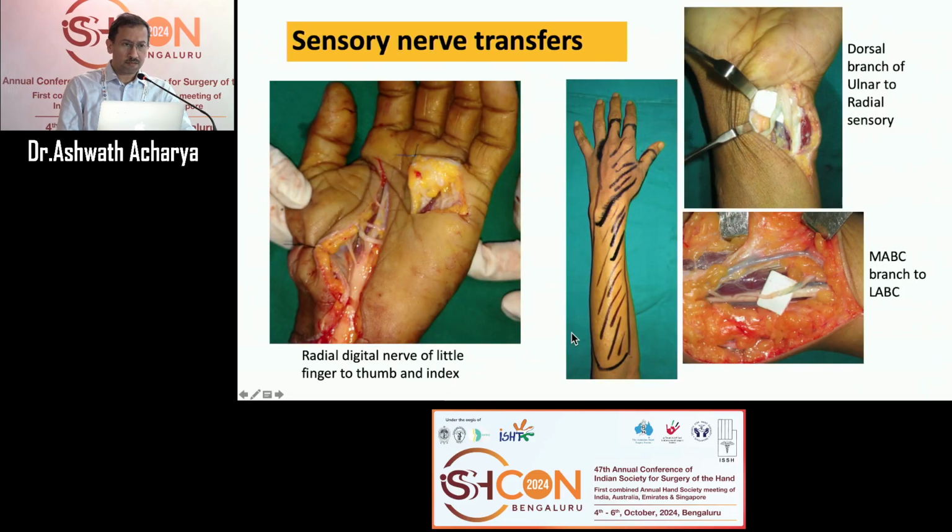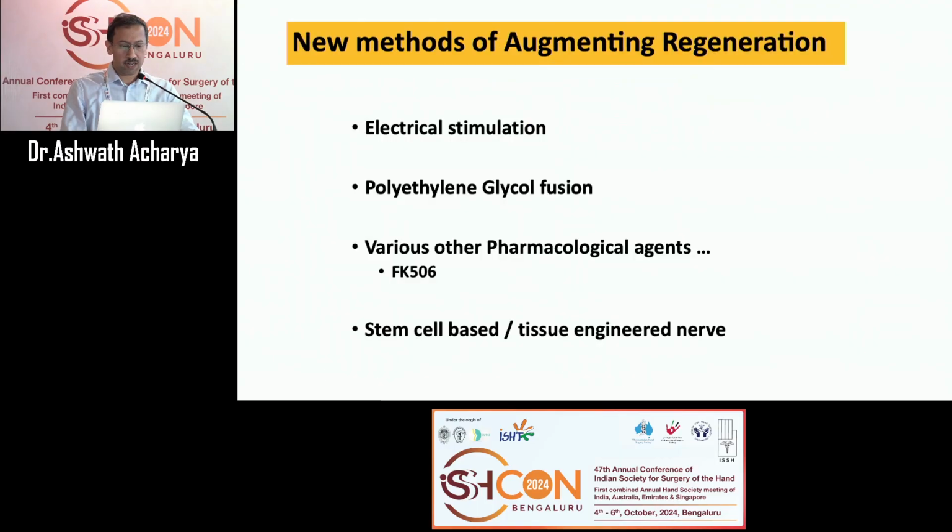So this has become much more common. Sensory nerve transfer we are now doing more frequently for pain relief in brachial plexus. The distal nerve transfers are becoming more and more common. This was popularized by Susan McKinnon. And now we have newer methods, if I can get one more minute.